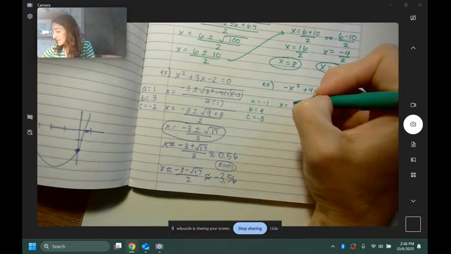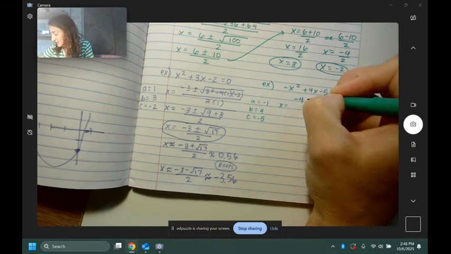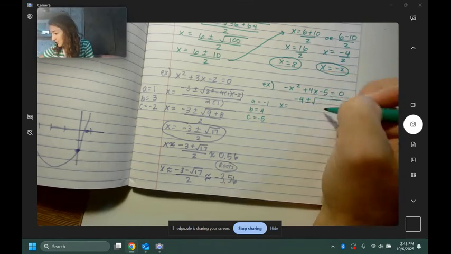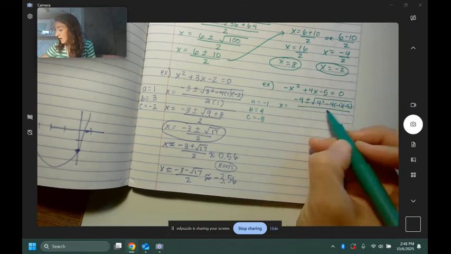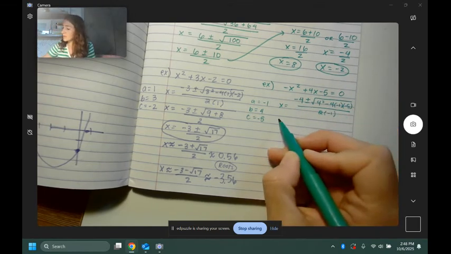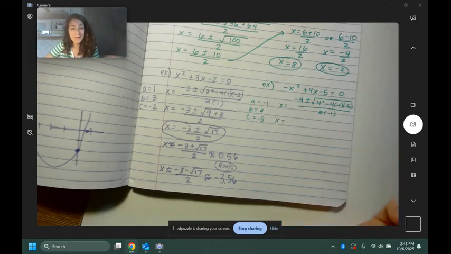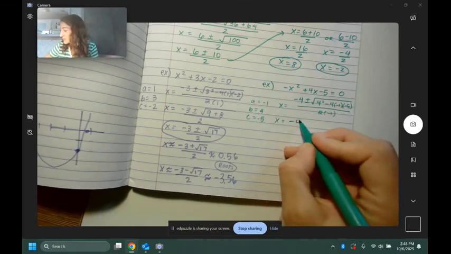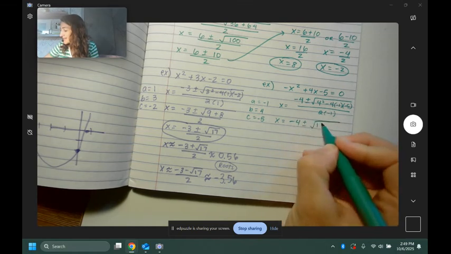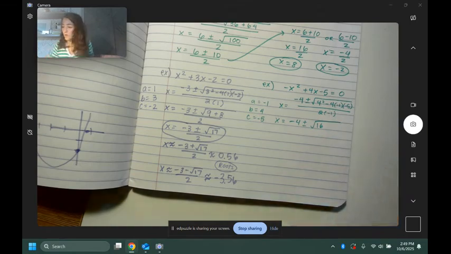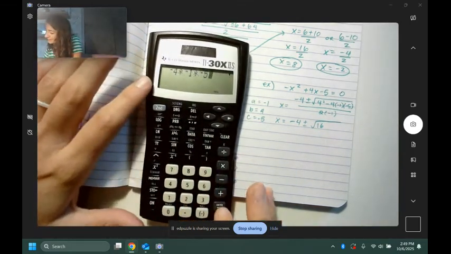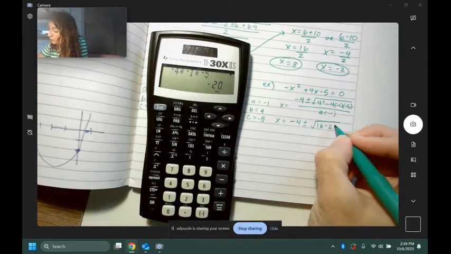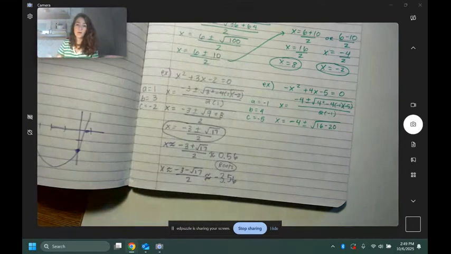X equals negative b, negative 4, plus or minus the square root of 4 squared minus 4 times negative 1 times negative 5, all over 2 times negative 1. Okay. Only step here is to simplify. Let's start under that root. So negative 4 plus or minus 16, negative 4 times negative 1 times negative 5 is negative 20, all over negative 2.